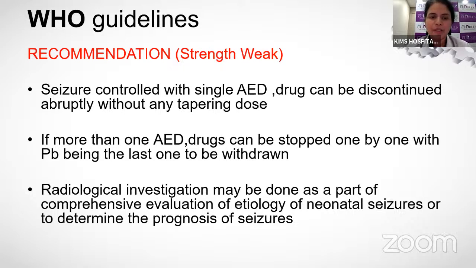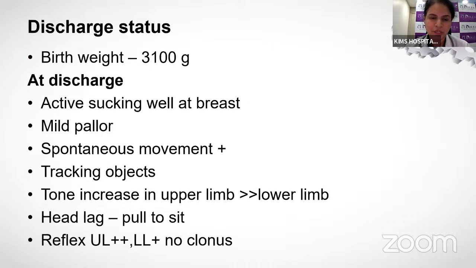The WHO recommends that in seizures controlled with a single anti-epileptic drug, the drug may be abruptly discontinued without tapering doses. And if more than one anti-epileptic drug was used, all other drugs can be stopped one by one, with phenobarbital being the last one to be withdrawn. And radiological investigations may be done as a part of comprehensive evaluation of etiology and not to determine the prognosis or the presence of seizures per se.